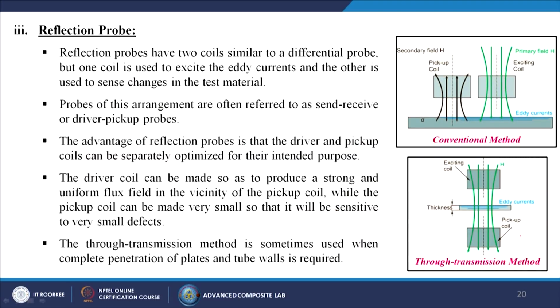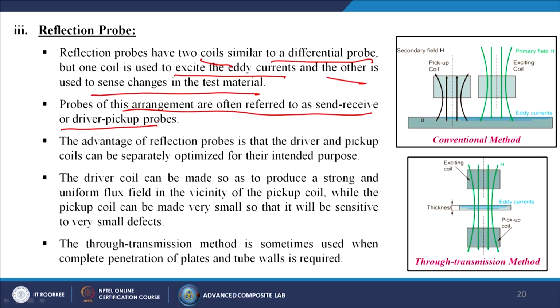Next, come to the third one, that is called the reflection probe. Reflection probes have 2 coils similar to a differential probe, but one coil is used to excite the eddy currents and the other is used to sense changes in the test material. Here, not both the coils are testing the sample. Probes of this arrangement are often referred to as send-receive or maybe driver-pickup probes. The advantage of reflection probes is that the driver and pickup coils can be separately optimized for their intended purpose.